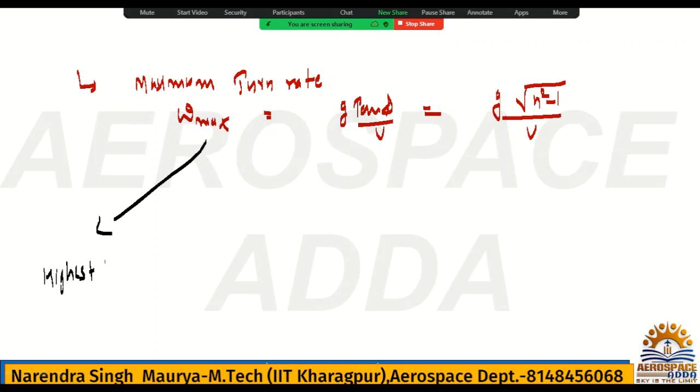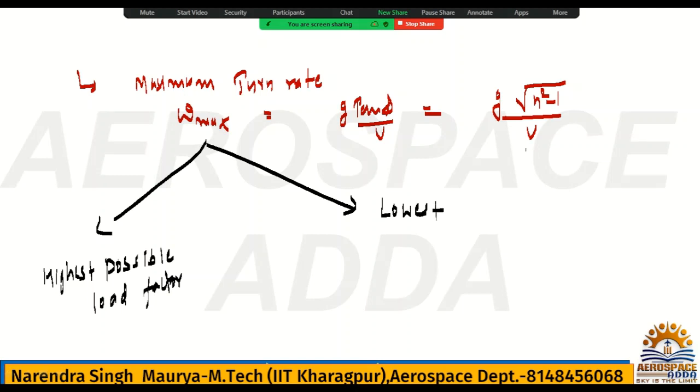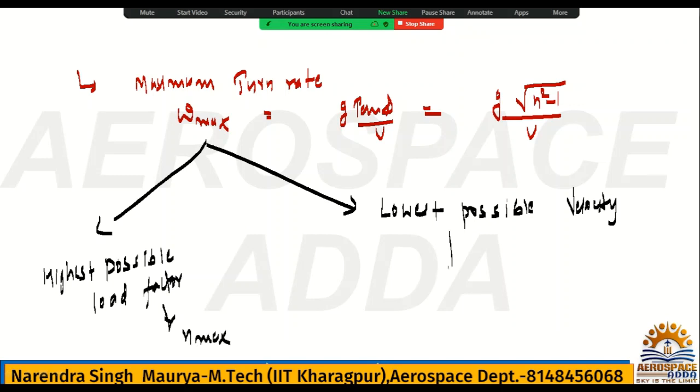So you should have the highest possible load factor. And what about velocity? There should be the lowest, because if this velocity is lowest, the denominator is lowest, then this omega will be highest, right? So lowest possible velocity. Right, then third, this is the second.